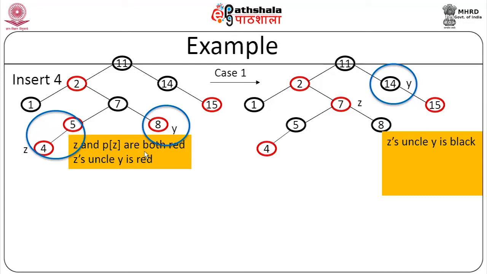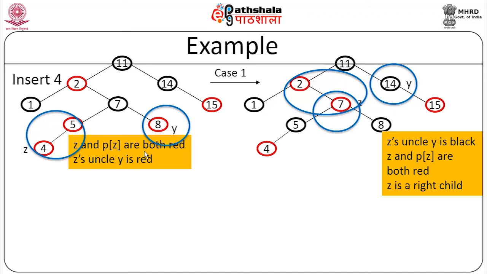Now, z's uncle y is black in this case. Because we have 2 red nodes consecutive now, you can see them moving up. So, we have done that, but what happens? 2 and 7 continue to be consecutive red nodes. So, now my new z is 7, okay, that is what we saw there also. Now, 7's uncle y is black. And z and p of z are both red, and z is a right child, and so this boils down to case 2.